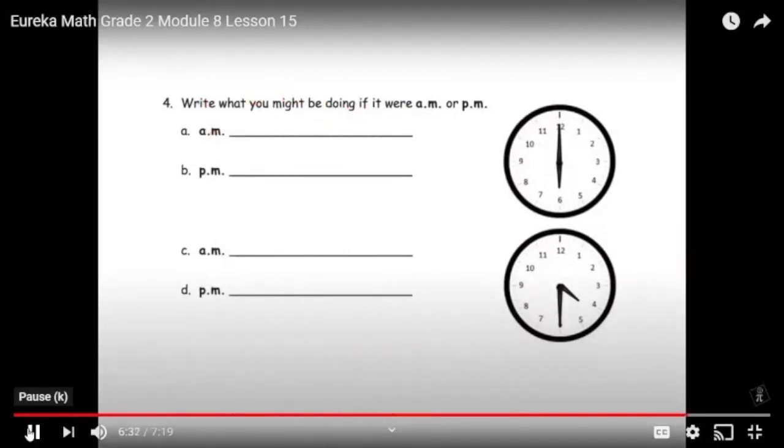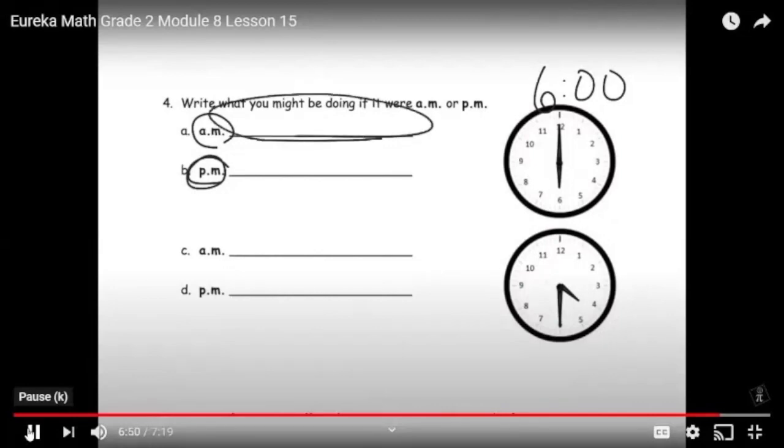So this is where our students look at the clock and we see that the time is 6 o'clock. But what we're going to do at 6 a.m. is going to be very different than what we might be doing at 6 p.m. So let your students talk about some things that they might be doing at 6 a.m. versus things they might be doing at 6 p.m.